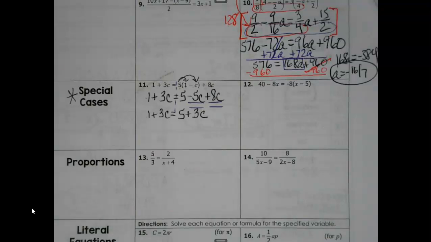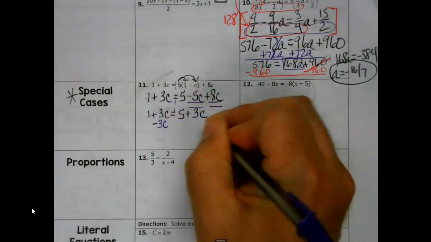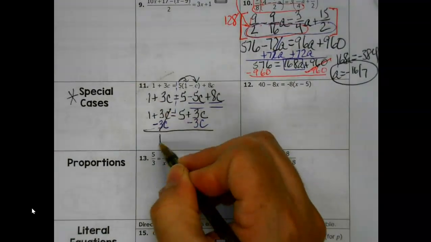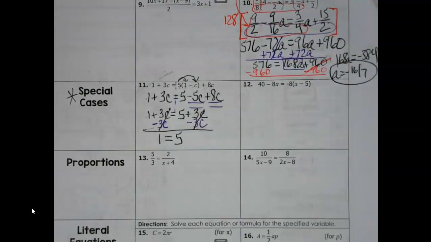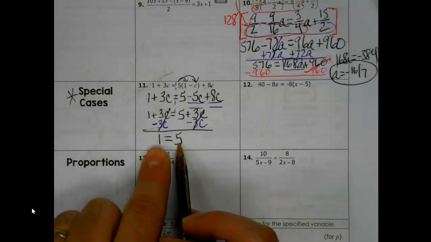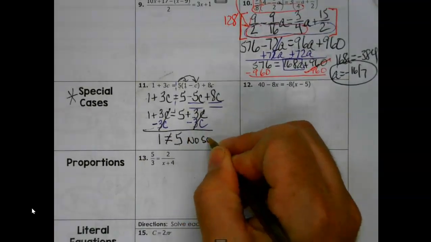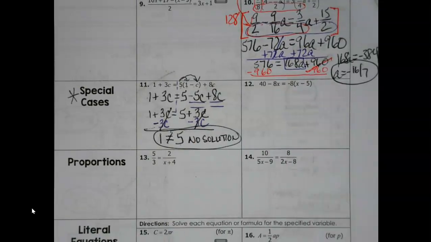And now I'm going to get into a little bit of a situation. When I go to try and get my C's together, they all went away. When all your variables go away, I've got to check to see if the statement that's left is true or not. 1 does not equal 5. So in this case, when my variables all went away, there's no solution. Now, does that mean every time your variables all go away, it's no solution? No.